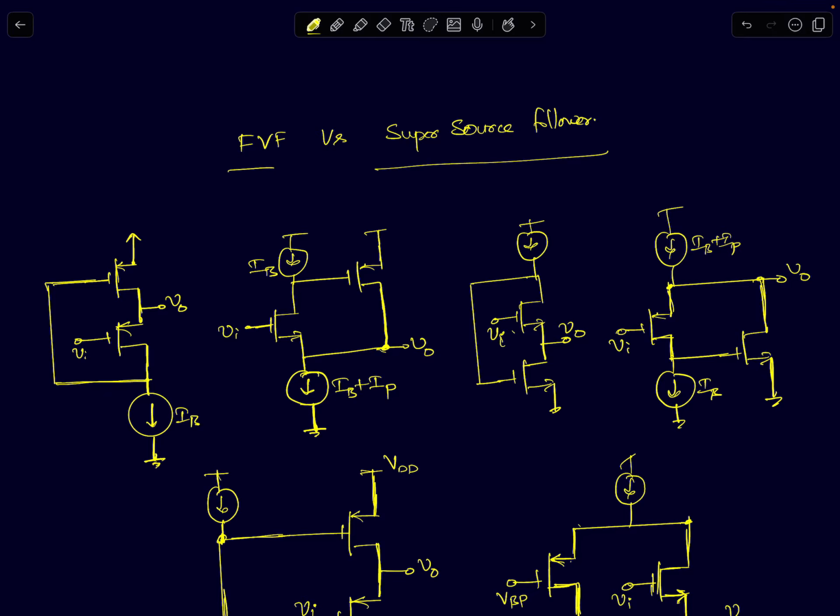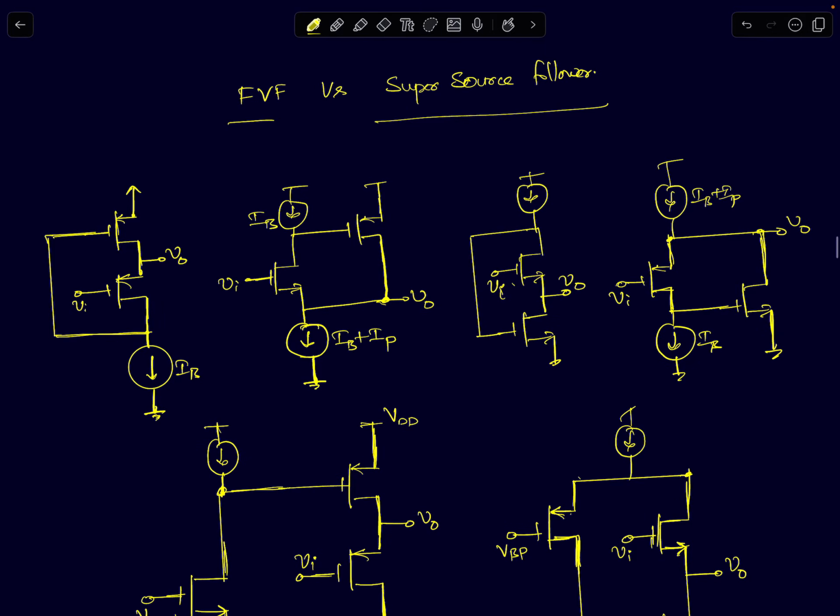In this lecture, again I don't have much time, so I'm just not going to use mathematics. We will look at the flipped voltage follower and super source follower structures just based on some intuitions, and from that understand the differences between the two, and we'll also compare them to a regular source follower structure. A regular single transistor source follower.